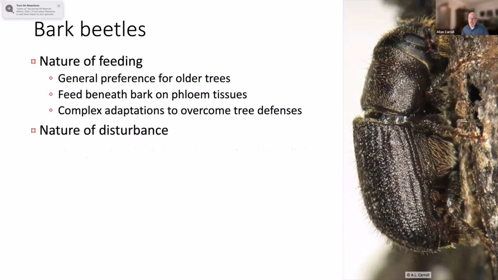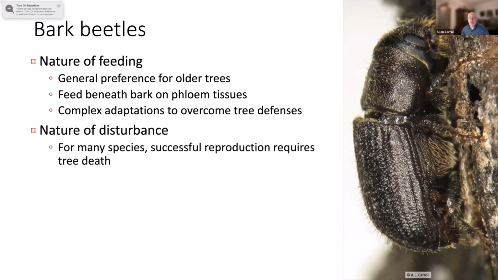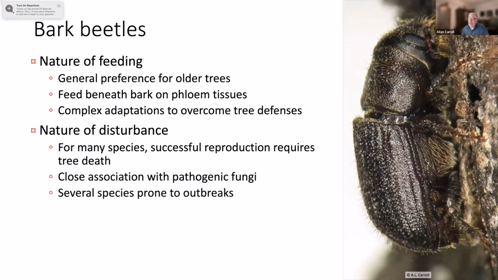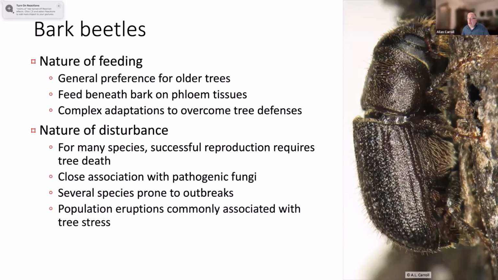The type of disturbance that these guys cause is usually tree death. And this is because for them to reproduce below the bark of the tree, this usually means the tree has to die. They have a very close association with pathogenic fungi. And several of these species are really prone to some big outbreaks. And these outbreaks themselves tend to be kicked off by a whole bunch of stress, perhaps following a drought event, for example. Now, there's two bark beetles in general that I want to talk about just to give you an idea of who these guys are by way of example.